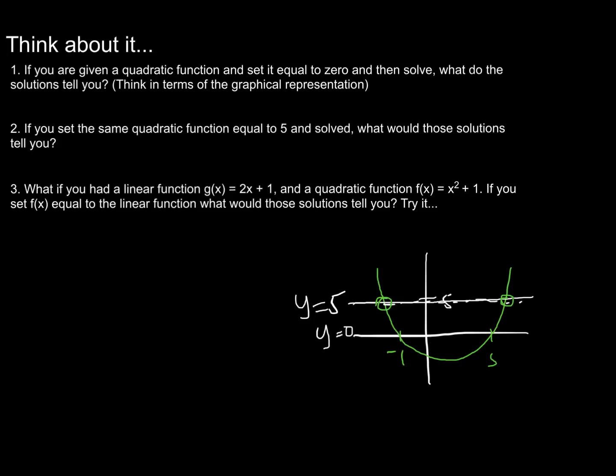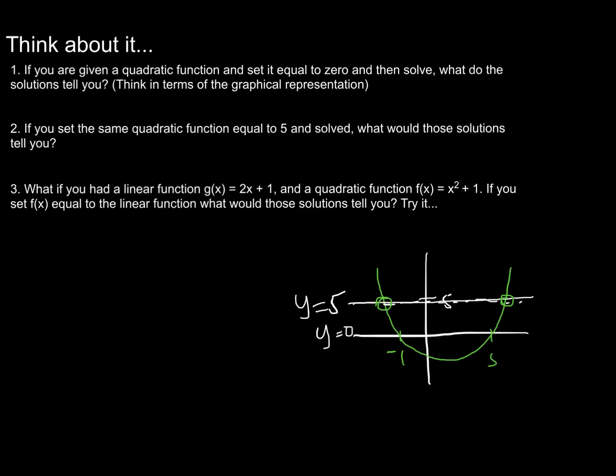Okay, so we're starting to build a really intuitive and graphical understanding of what those solutions really mean when we set a particular function equal to something else and solve. So now, what if you had a linear function, 2x plus 1, and a quadratic function, x squared plus 1? If you set f of x equal to the linear function, what would those solutions tell you?